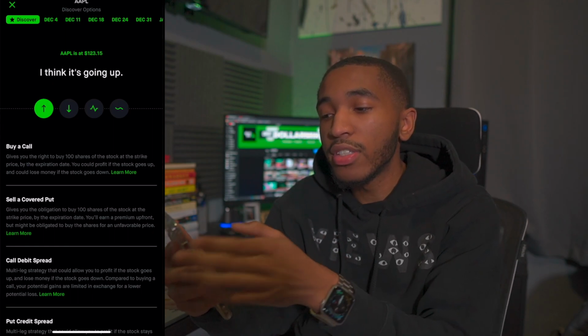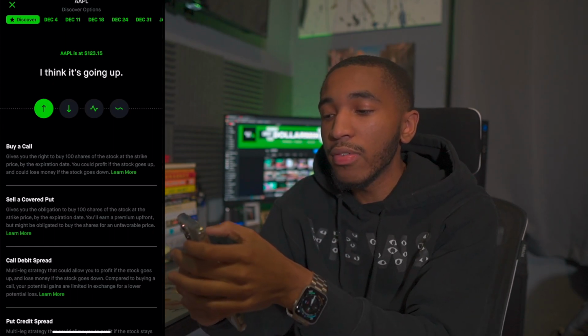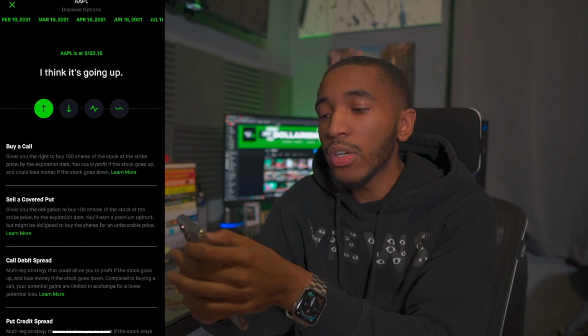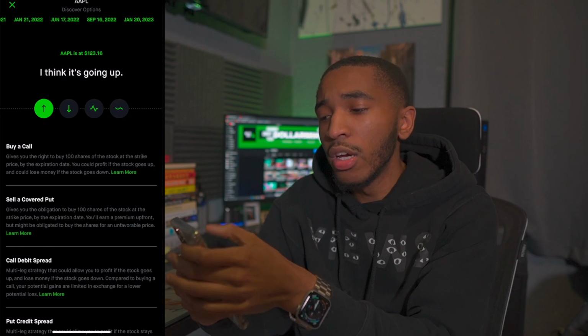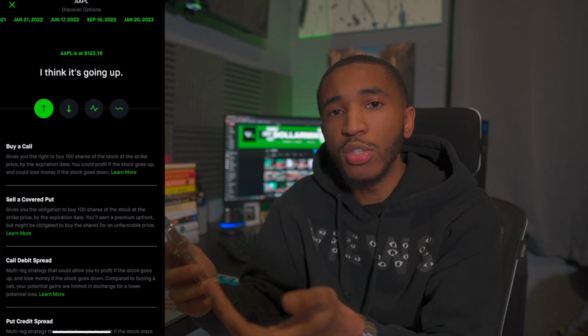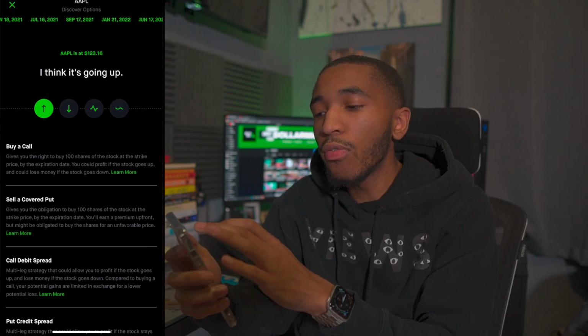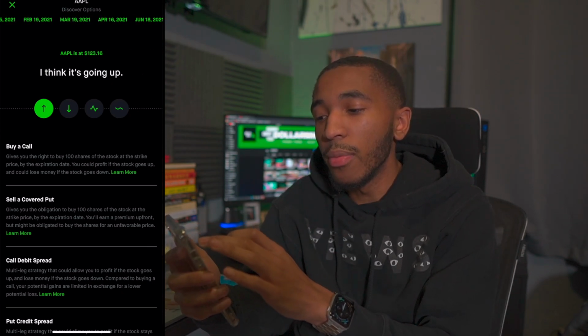So all the dates are at the top. You can see December 4th, December 11th, 18th, 24th, December 31st. We can push this out as far as we want. Not too far, actually. Only to January 20th of 2023. But the further you go out, the fewer dates are going to be available. But overall, these are the dates that I can choose from right now.